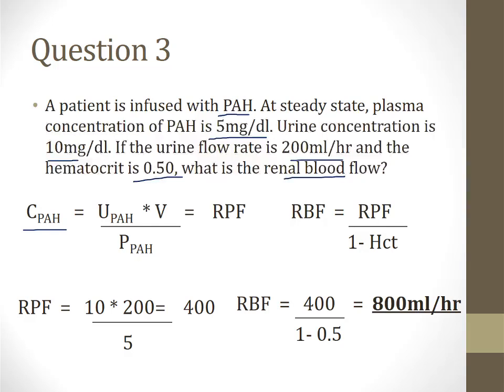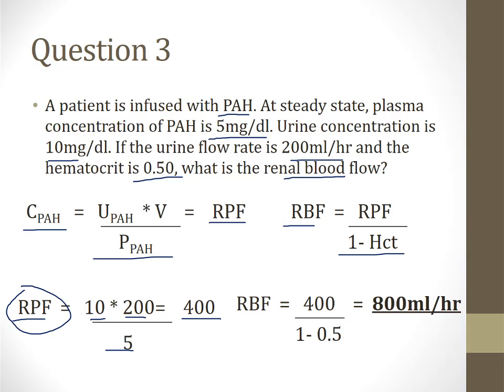So the clearance of PAH is equal to the clearance equation, which is equal to the renal plasma flow. We also know that renal blood flow is renal plasma flow over 1 minus hematocrit. So if we rearrange this, we can now say that the renal plasma flow is equal to the urine concentration, which is 10, times the urine flow rate of 200 divided by the plasma concentration of 5, or 400.